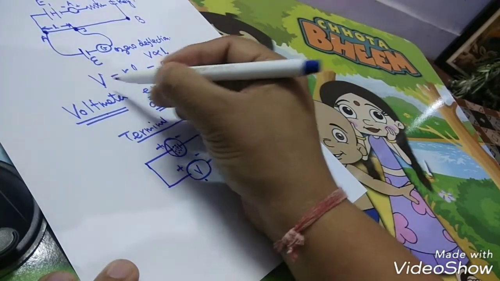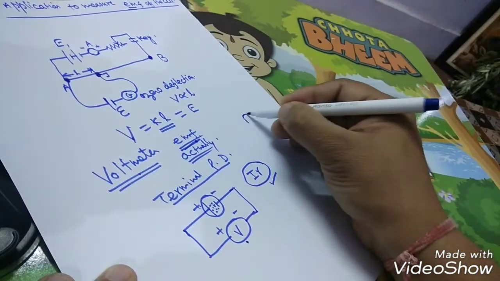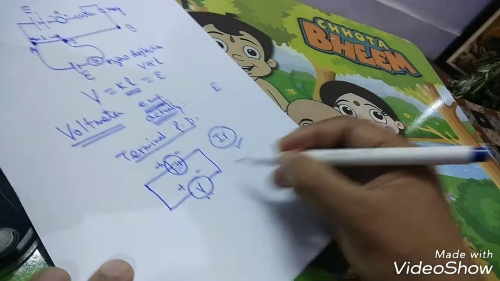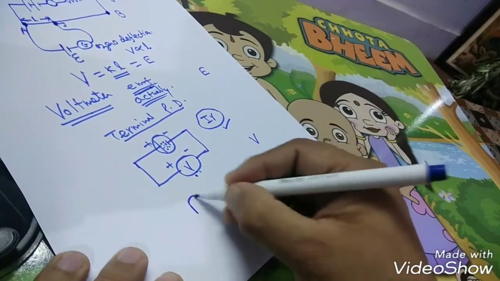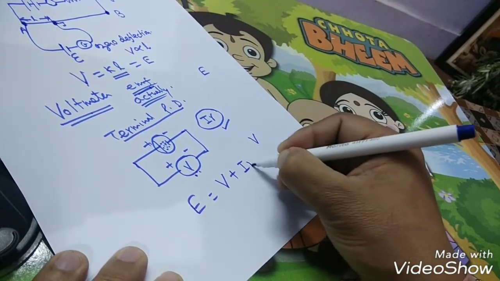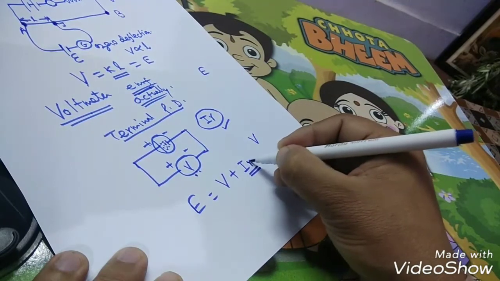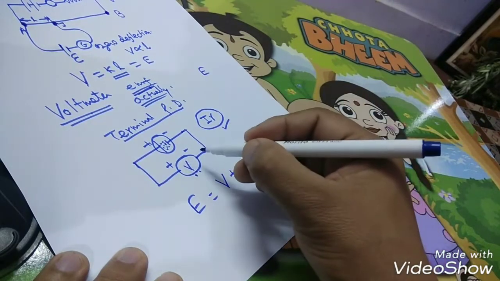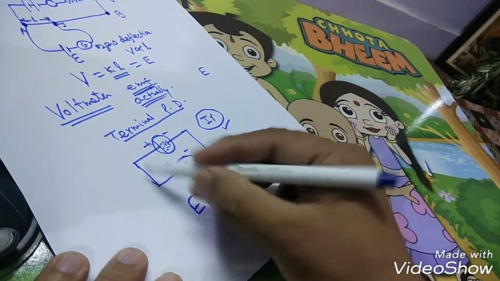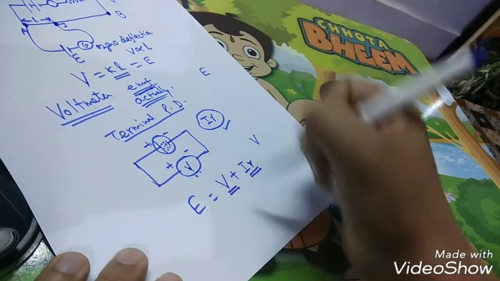What is this potentiometer measuring? It is measuring E. What is this voltmeter measuring? It is measuring V. What is the difference between E and V? E is equal to V plus I into small r. The potential drop across this internal resistance is not being measured by this voltmeter. It is measuring this V. So this is the difference.